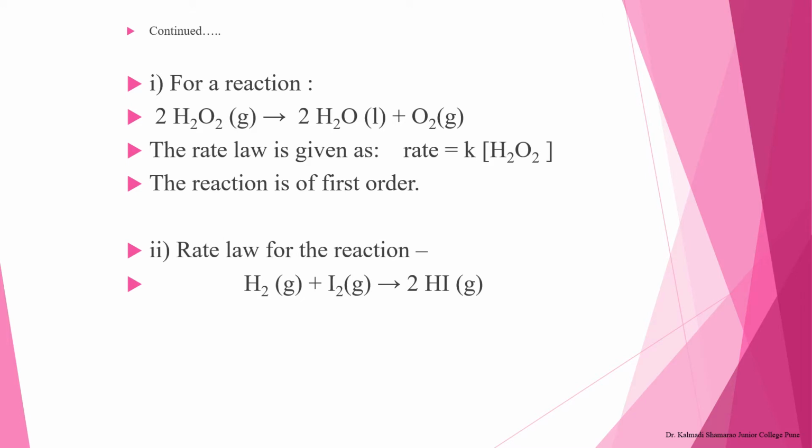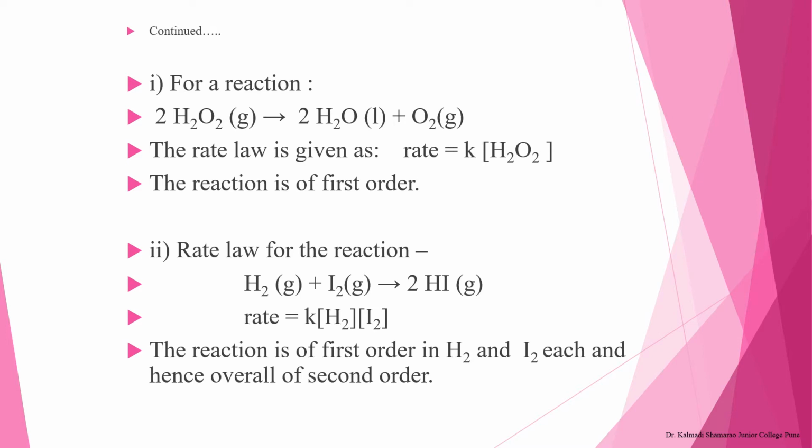Second example, the rate law for the reaction H2 plus I2 gives 2 HI. The rate is given as k into H2 into I2. The reaction is of first order with respect to H2 and I2 each, and hence overall order of reaction equals 1 plus 1 gives 2, and hence it is second order.